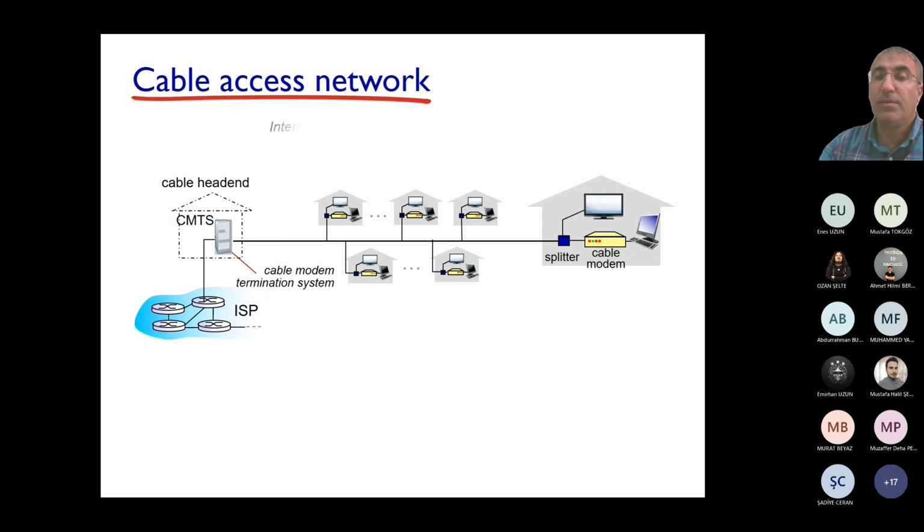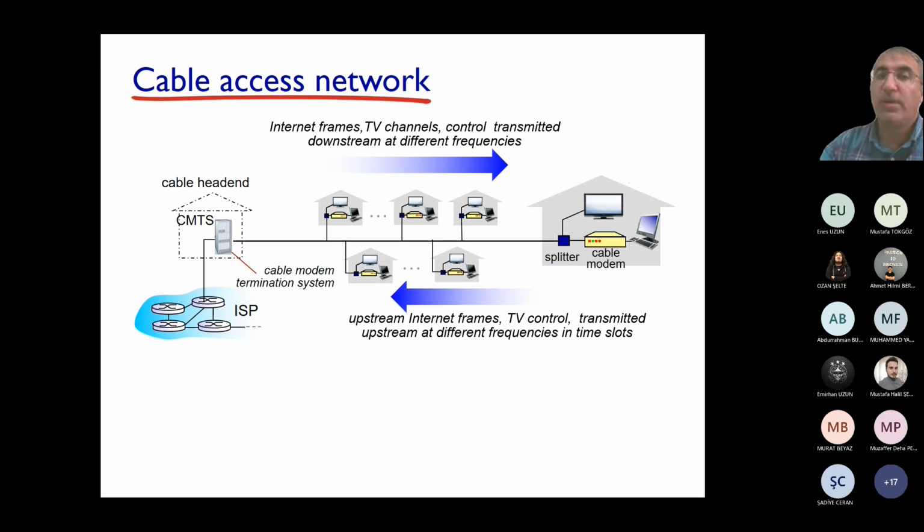Some other example is the cable access network that you use for your home internet or cable TV system. We have a downstream and an upstream. In the downstream, we transmit internet frames, TV channels, and control at different frequencies. In the upstream, from your home to the ISP center, at different frequencies and time slots, we transmit the internet frames, TV control, and so on.